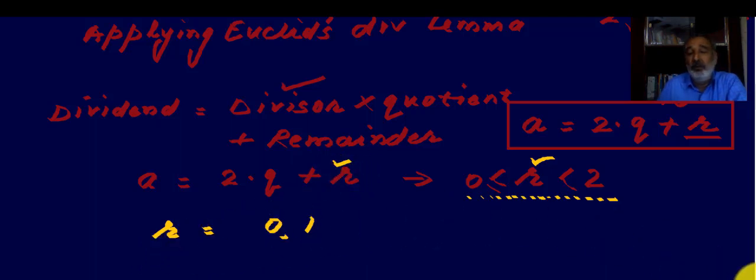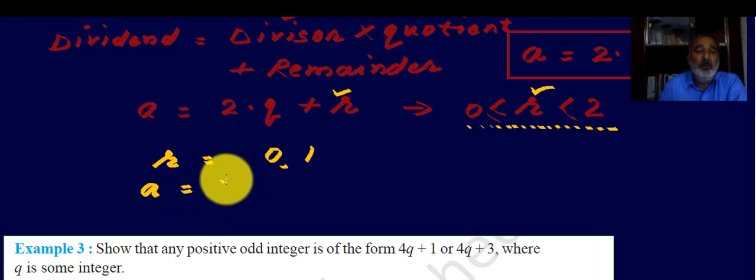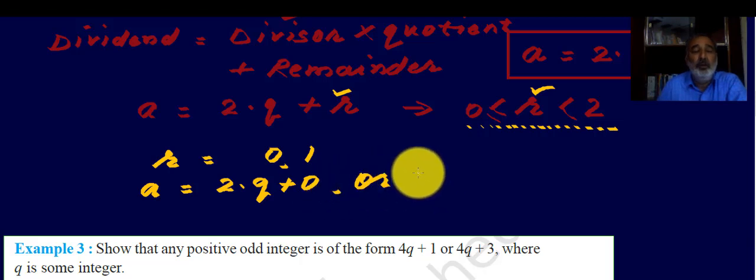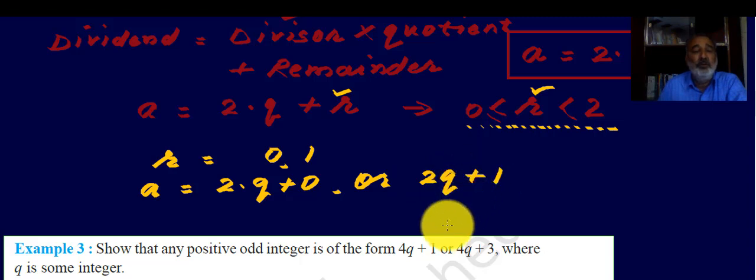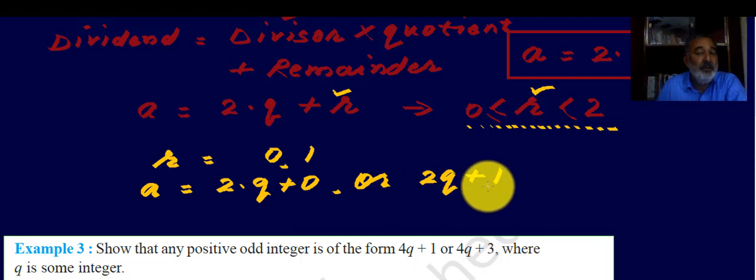So a will be, our a will be equal to 2 multiplied by q plus 0, or 2q plus 1. Now you can check, this form of a is divisible by 2, and this form of a is not divisible by 2.